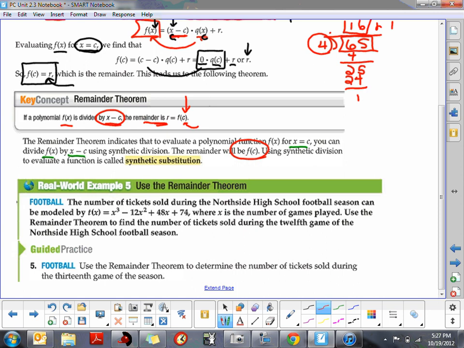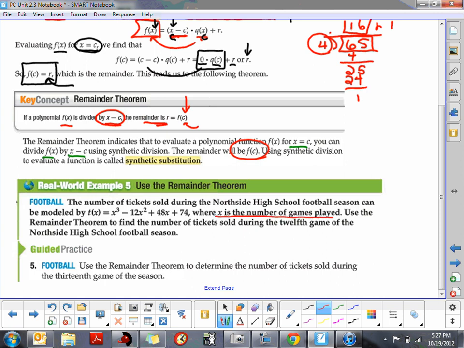So here's the example that we're going to look at using the remainder theorem. The number of tickets sold during the Northside High School football season can be modeled by the function t of x equals x cubed minus 12x squared plus 48x plus 74, where x is the number of games played. So I want to keep track of what that is.